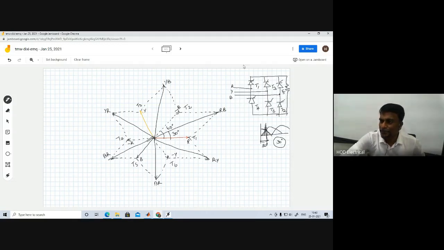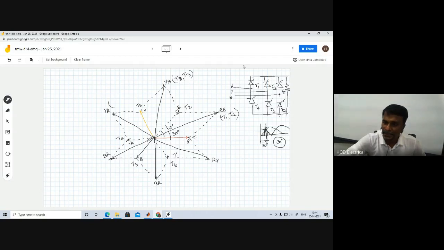In this region, thyristors T1 and T2 have to conduct. Thyristor T1 is the upcoming thyristor to turn on. Thyristor T2 is already in the conducting state for the Y phase negative. Similarly, for YB, it is T1, T2. Then here we have T2 and T3. T3 in the positive arm and T2 in the negative arm will conduct.